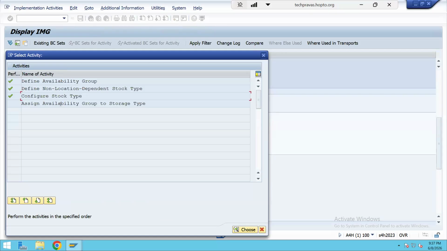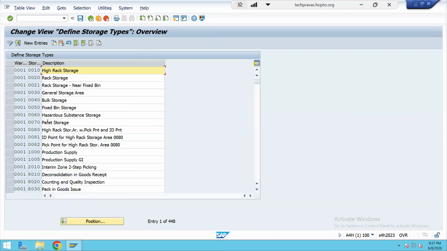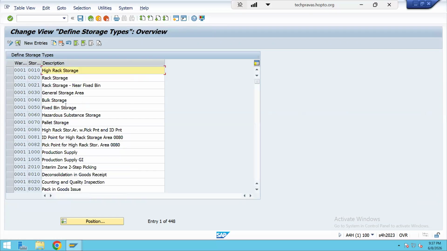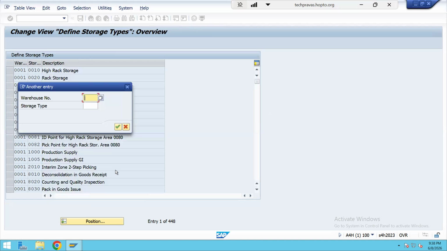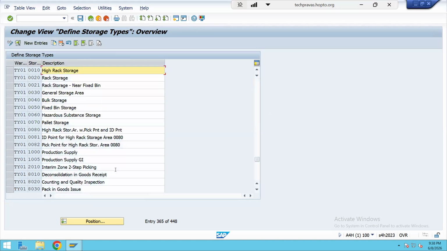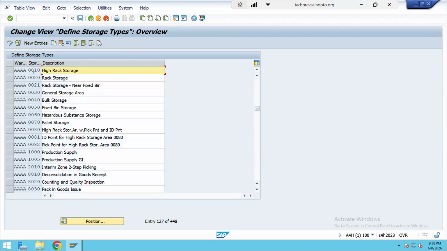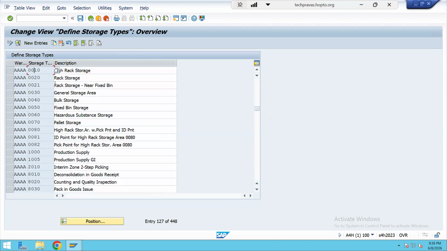Now, availability group versus storage type. Here you can see, assign availability storage type. Here we need not do anything. In storage type configuration, it will come automatically. For example, if I have SSSS, I have not yet configured anything. But if you look at AAA type and check the hierarchy storage type, tell me what should be the availability group. Any idea?